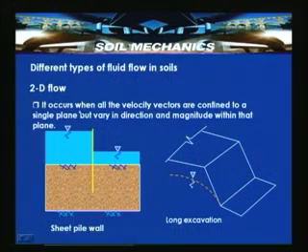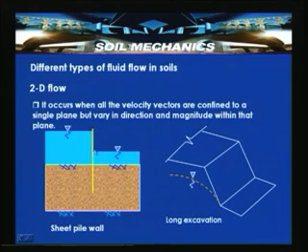Now, another type of flow is 2-dimensional flow. It occurs when all the velocity vectors are confined to a single plane, but vary in direction and magnitude within that plane. Here is a flow adjacent to a sheet pile wall. Generally, we keep these sheet pile walls to retain water on the other end, and in this case water flows from higher head to lower head. The higher head is called the upstream head and the lower head is called the downstream head. The flow occurs from the upstream end to the downstream end.